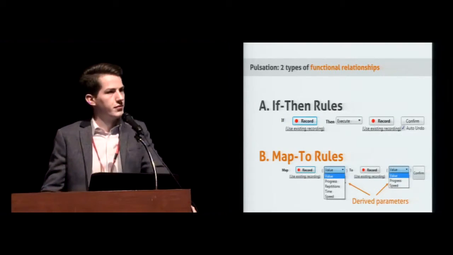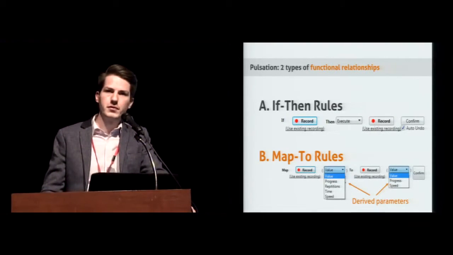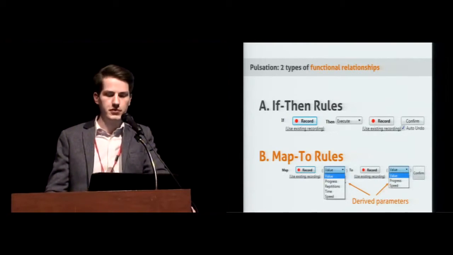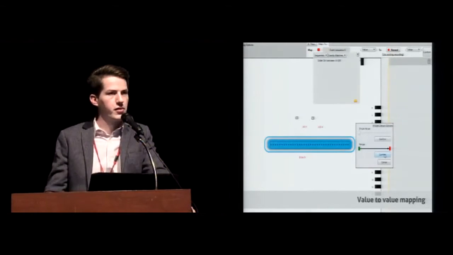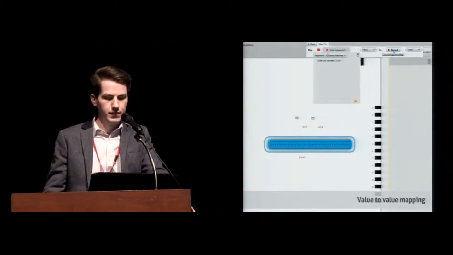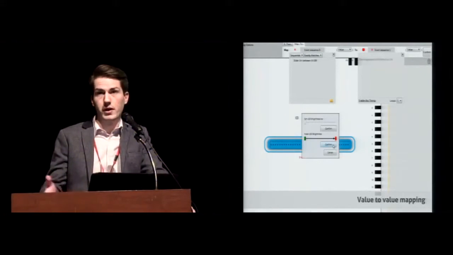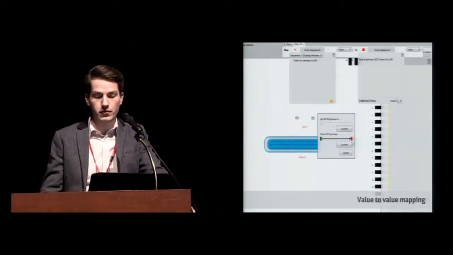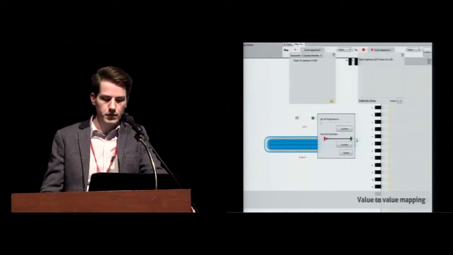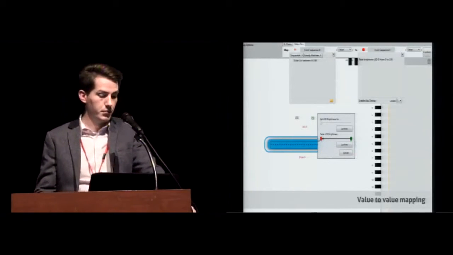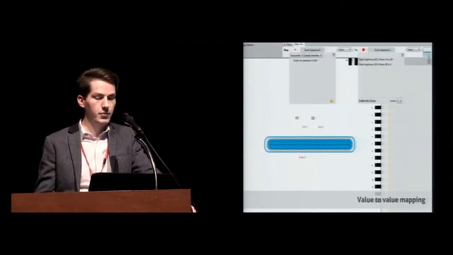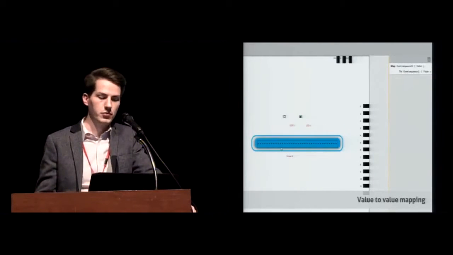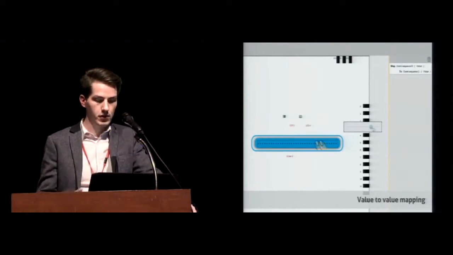In contrast to if-then rules, we also have map-to rules that continuously map a derived parameter of the input set to the output set. For example, if you want to map the value of a slider to the brightness of the LED, or even a sub-range of the brightness of the LED, or we can even invert the signal if we want. So in this example, if we increase the value of the slider, one LED will fade in and the other one will fade out. But this is just one example of a mapping rule that we can use.